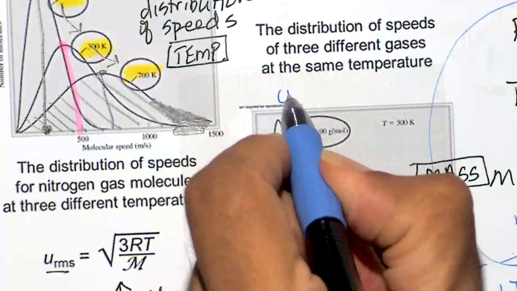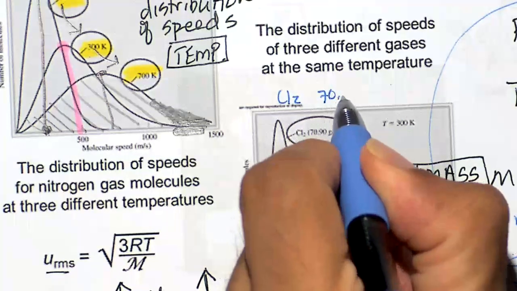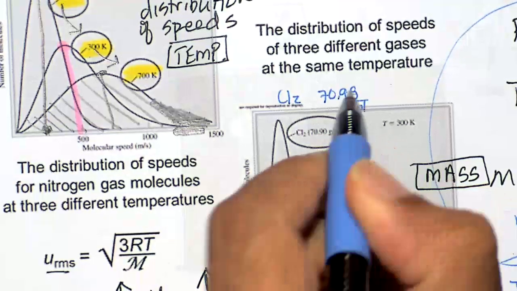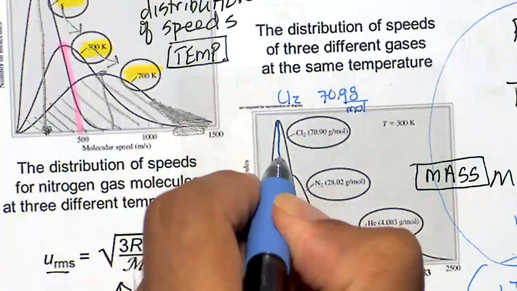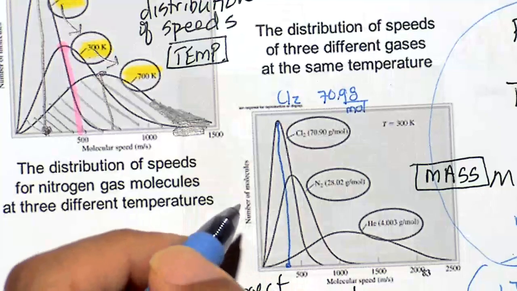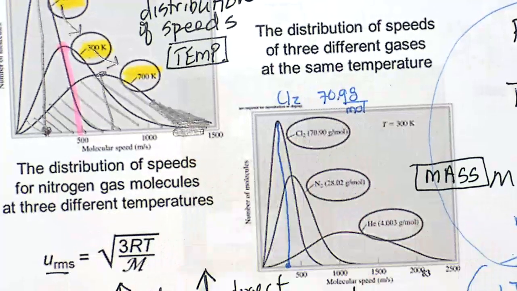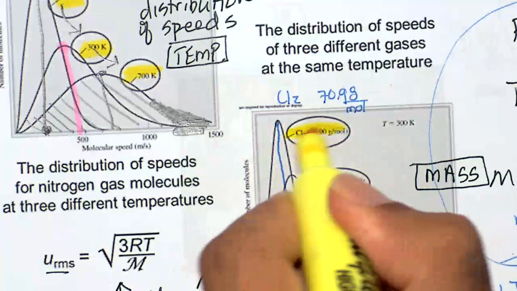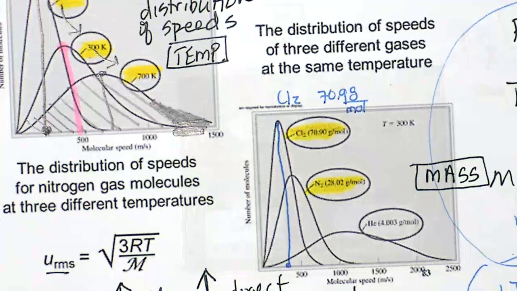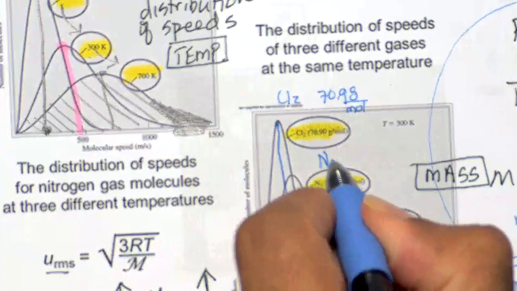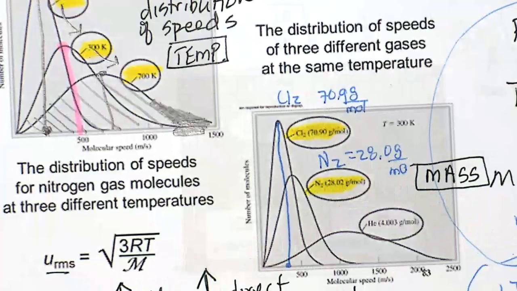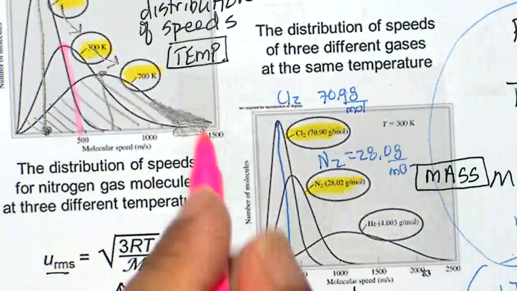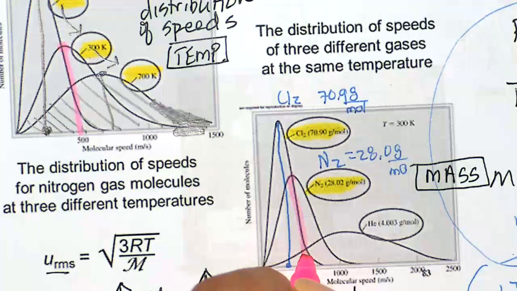All right, we have here chlorine gas, which is about 70.9 grams per mole. This is its speed profile, and this is the height of that speed profile distribution. We'll decrease the molecular weight of the gas from chlorine and change the identity to nitrogen, whose molecular weight is 28.0 grams per mole. And this is the distribution, and this is the height of that distribution.